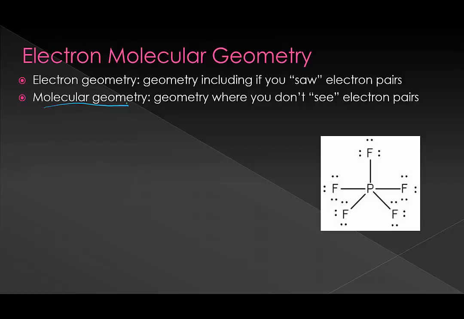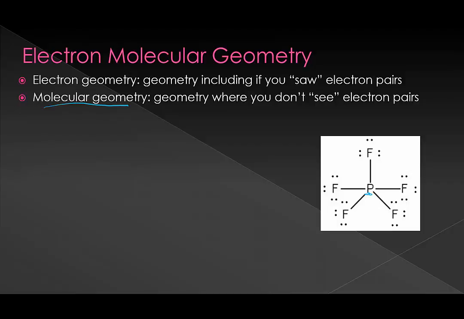That while they are adjusting the geometry, they aren't playing a role in the geometry. And this will make a little more sense after the next video, but we just need to introduce the definitions here. Now, if you have a situation where you don't have any electron pairs on your central atom, for instance, with our phosphorus pentafluoride, this is always going to be the same.